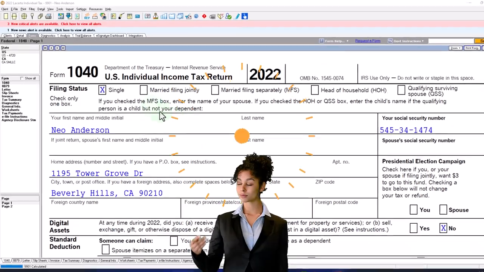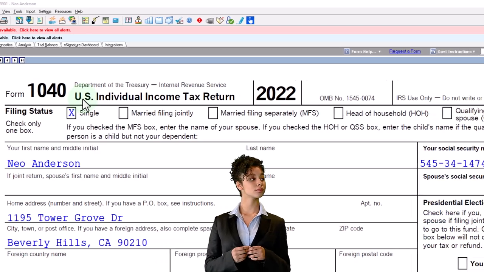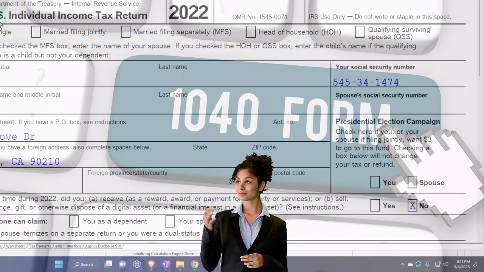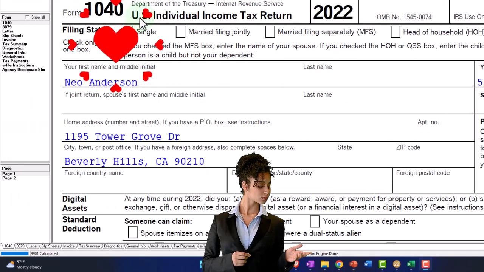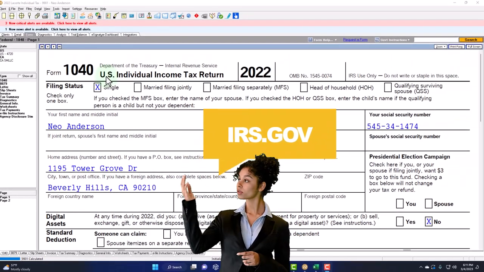Here we are in our example form 1040, populated with Lacerte tax software. You don't need tax software to follow along, but it's a great tool to run scenarios with. You can also get access to the form 1040 related schedules and forms at the IRS website, irs.gov.